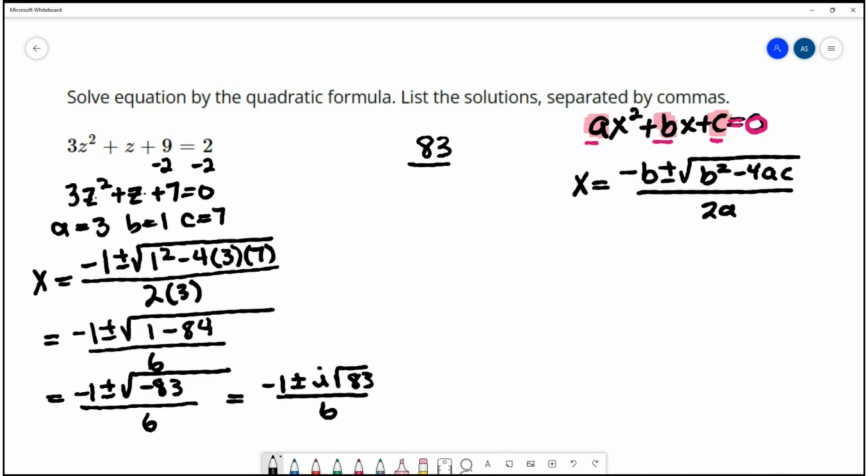The question said list your solutions separated by commas, so one solution is negative 1 plus i square root of 83 over 6, and the other solution is negative 1 minus i square root of 83 over 6.